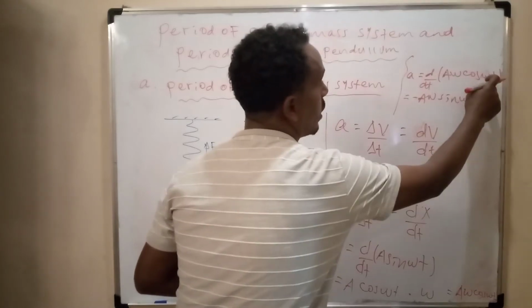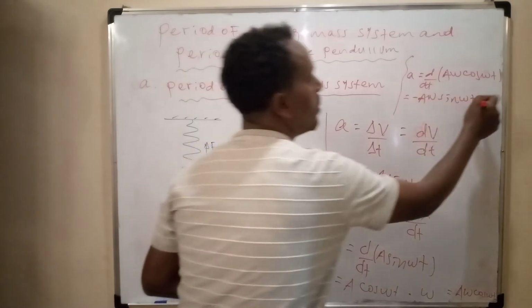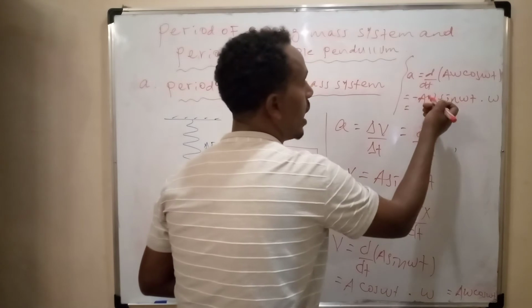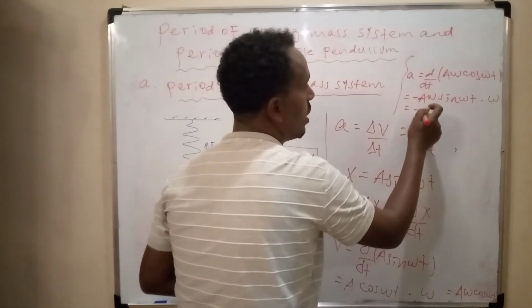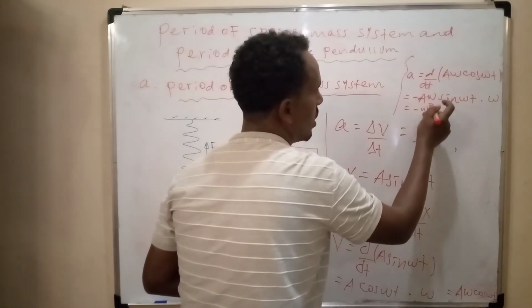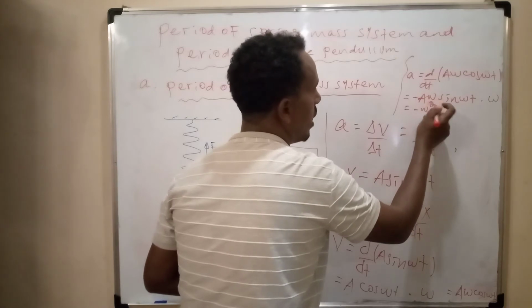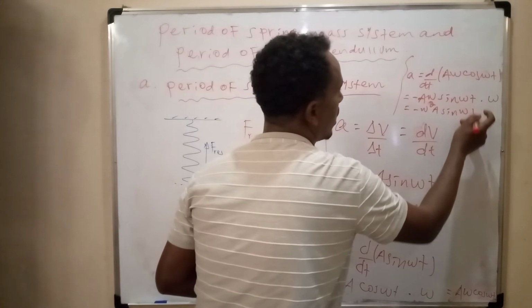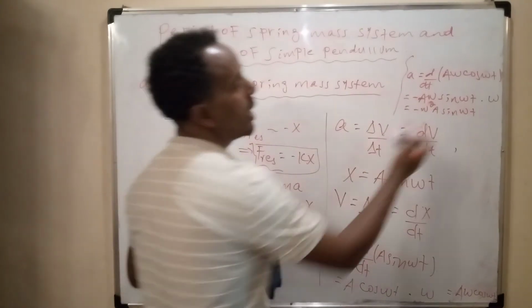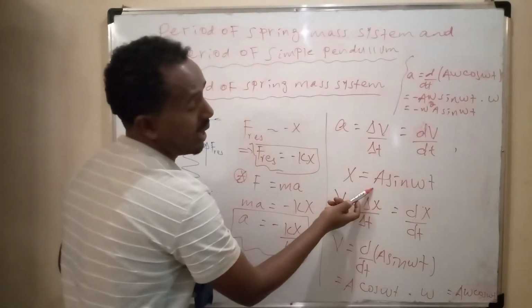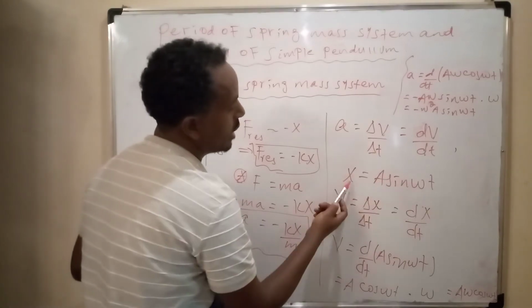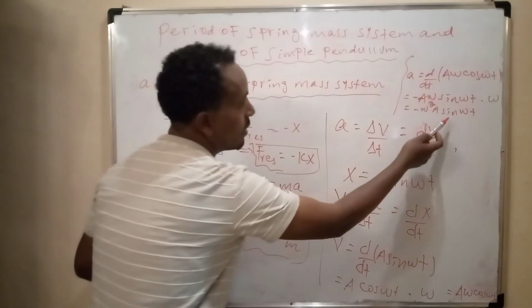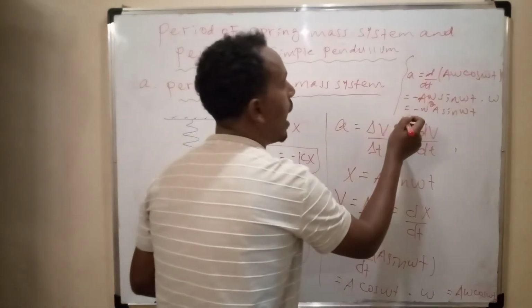The derivative of the inner function omega t with respect to time is, again, omega. So this is omega times omega, which is omega square, giving minus omega square a sine omega t, which is equal to acceleration. A sine omega t is equal to x, so substitute x instead of a sine omega t.